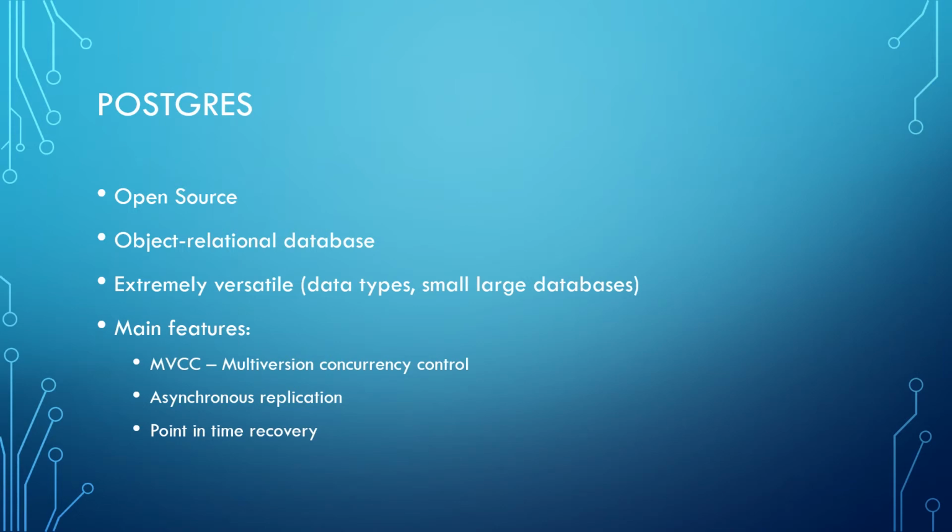The main features of Postgres are MVCC, or its multi-version concurrency control. This is a part of the software that allows multiple snapshots of the database that can be edited without locking others out. And it also keeps the integrity of the data while doing that. Another feature is asynchronous replication and point-in-time recovery, which is the database saves and backs up at certain points in time, and if data is lost or corrupted, then you can just refresh the database back to that point in time.